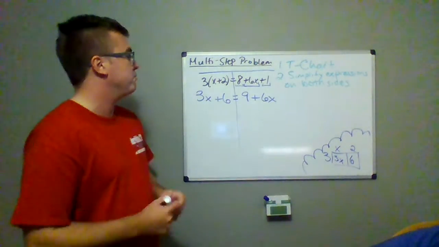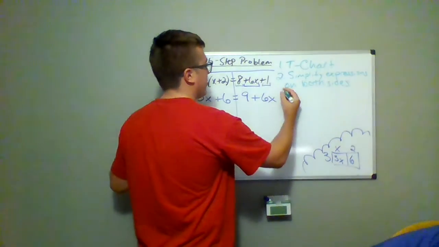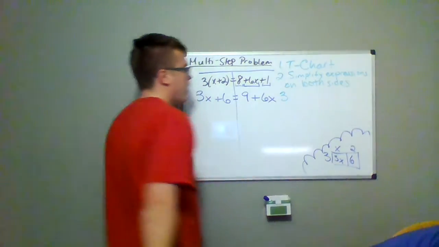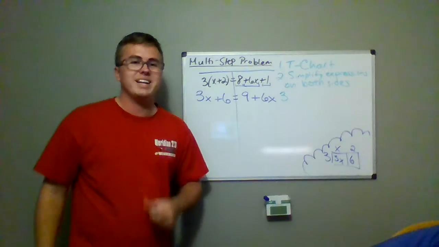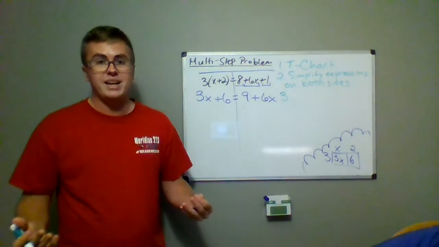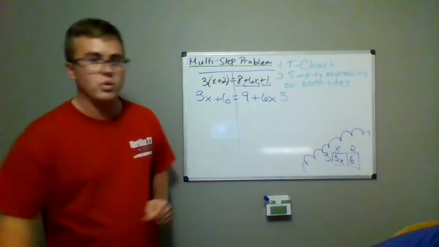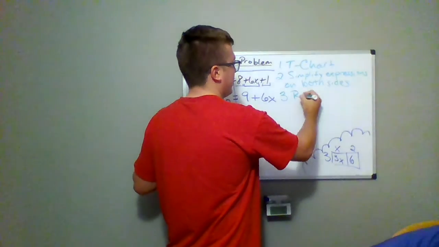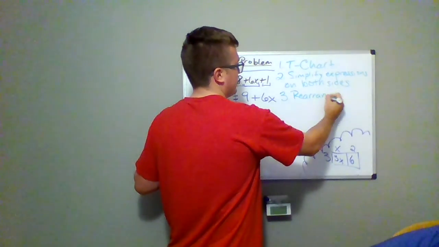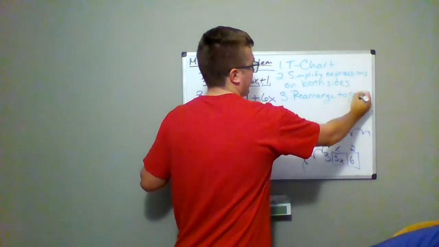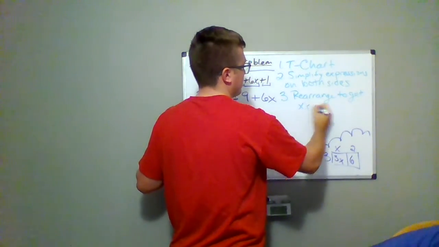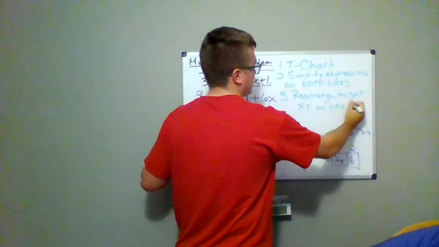So now we have to move to step number 3. And step number 3 is just going to be to rearrange to get all of our x's on one side. So rearrange to get x's on one side.